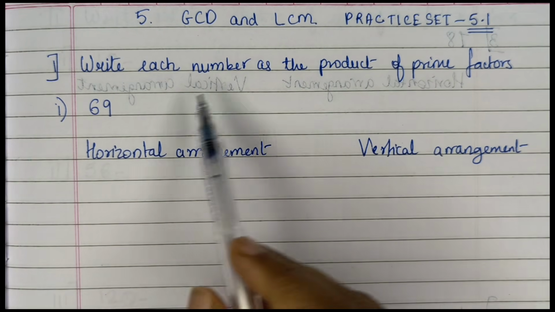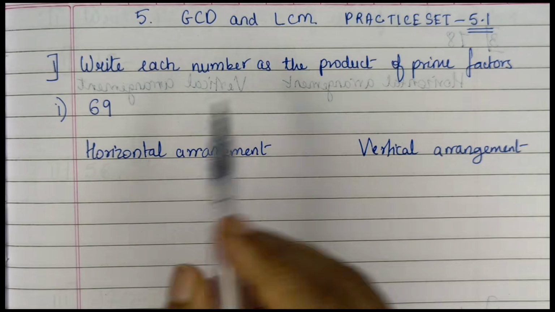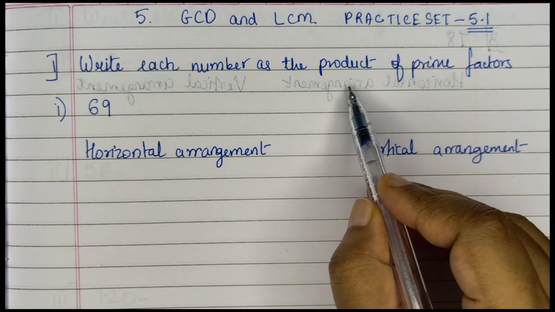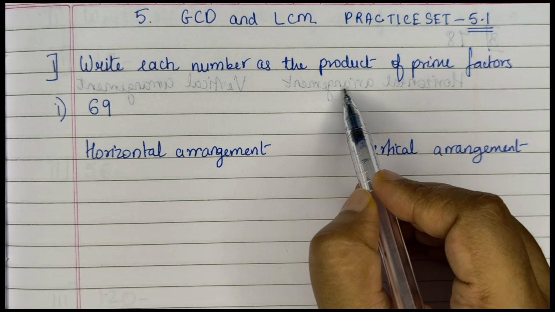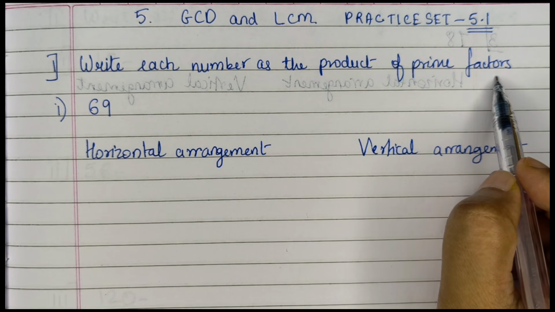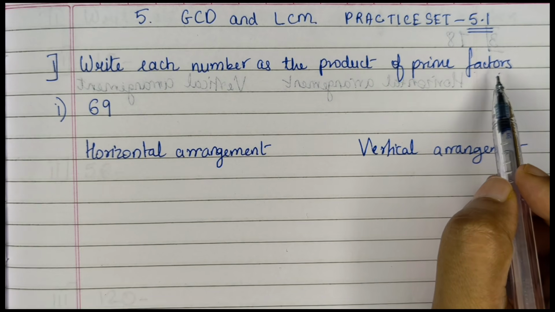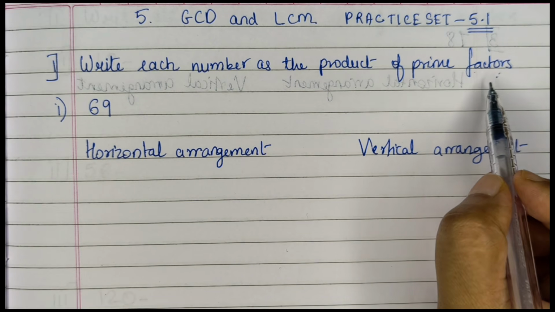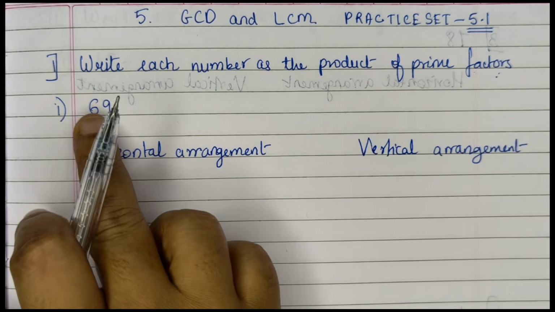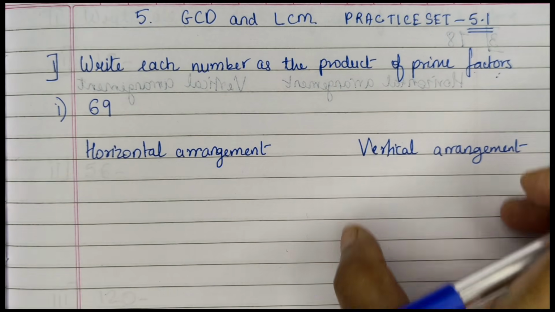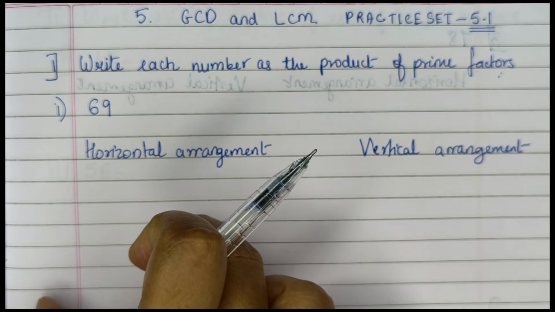Now see here, write each number as a product of the prime factors. You have to first find out the prime factors. Product means multiplication. You have to multiply the prime factors. Now I'll tell you, factors means the divisors only. I showed you when I was explaining 42 factorization. So first what we will do is factorize 69. First I am doing the vertical method. I will do the vertical method everywhere and then I will show you the horizontal method.